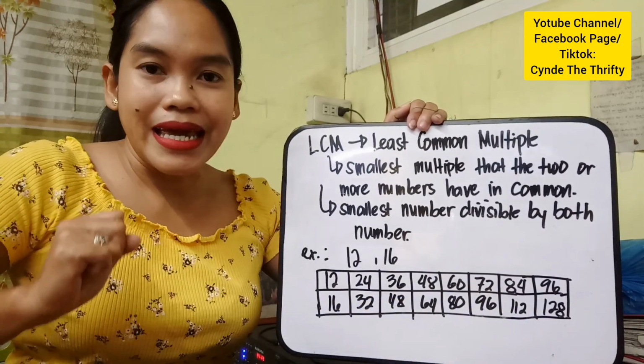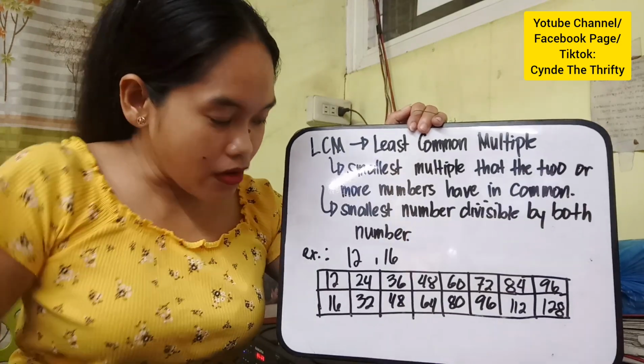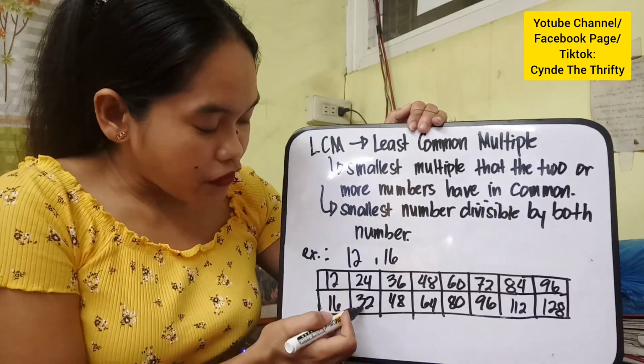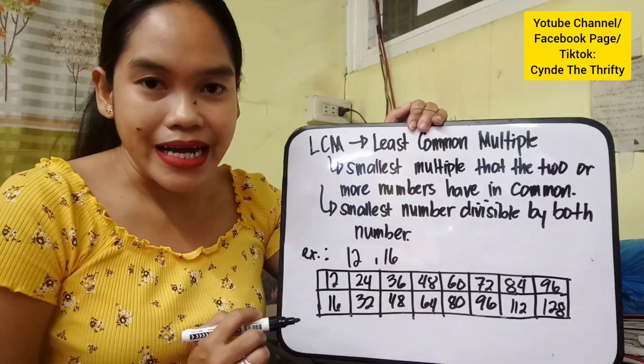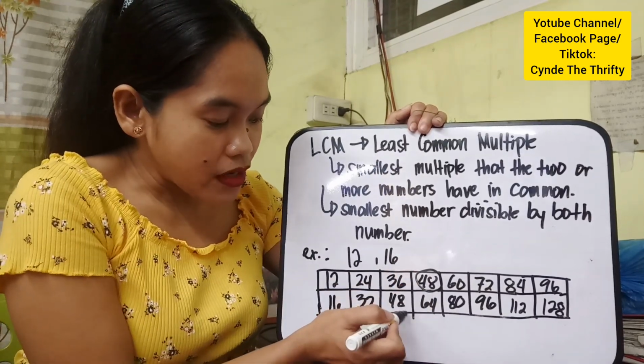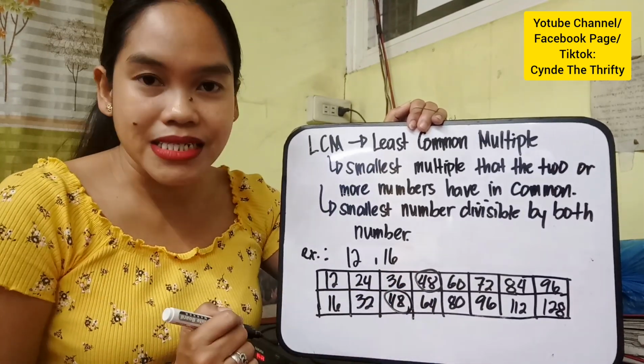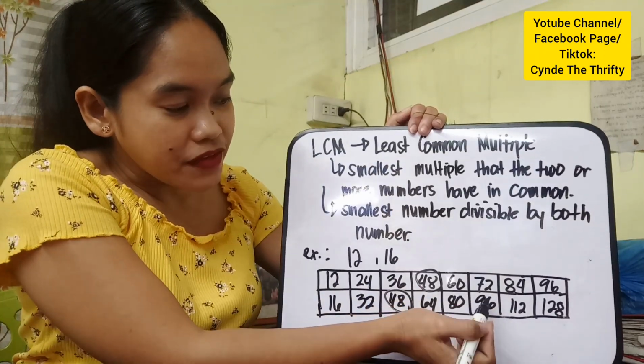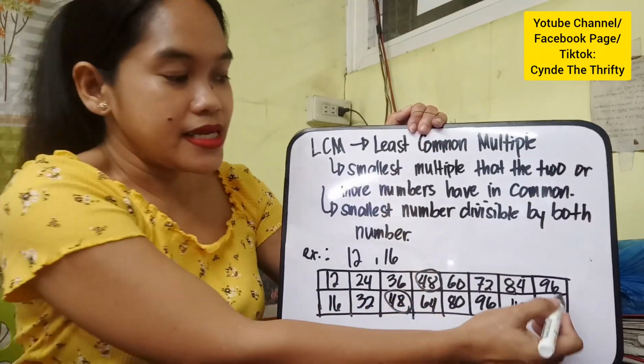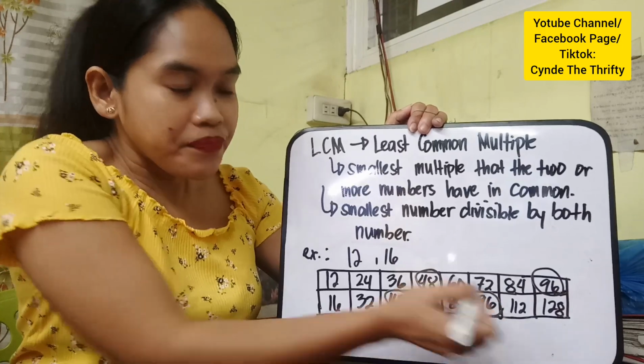So, hanapin natin kung saan sila nagkapareho. So 12, 24 wala, 36 wala, 48 nagkapareho sila ni 48. So parehong merong 48 si 12 at saka si 16. Saan pa? 60 wala, 72 wala, 84 wala, 96. Nagkapareho din sila sa 96.